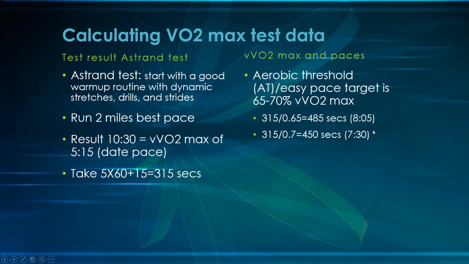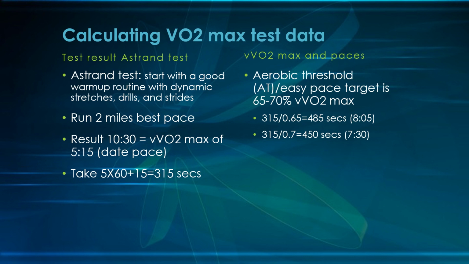This kid can be running anywhere from 7:30 to 8:05 and be in this training target, aerobic threshold or easy pace type workouts. Some of your kids may think that feels a little bit too slow coming into the season. Again, this is their date pace, and it should be, as the workout says, an easy type workout. For you, you may want to shrink the target a little bit.